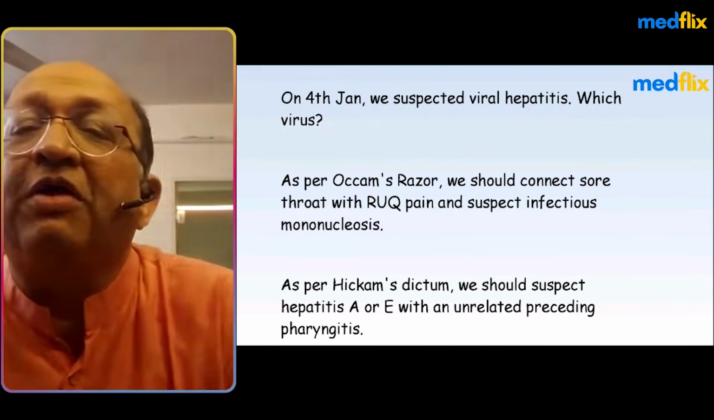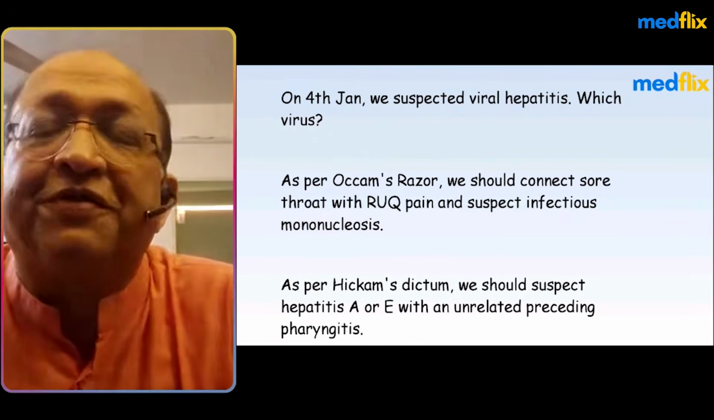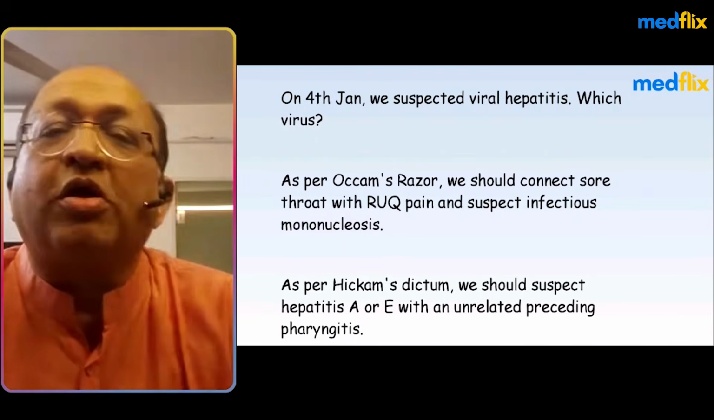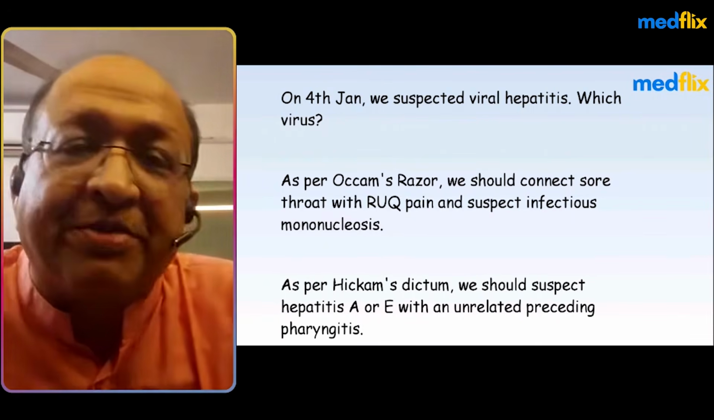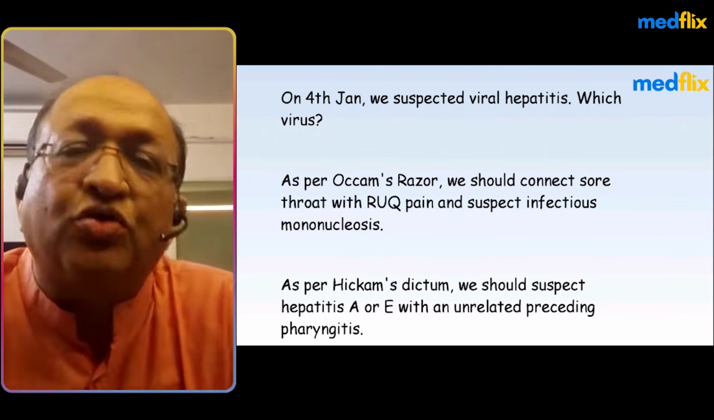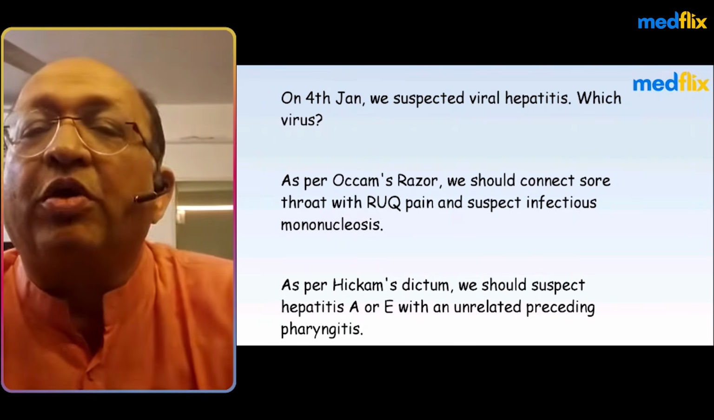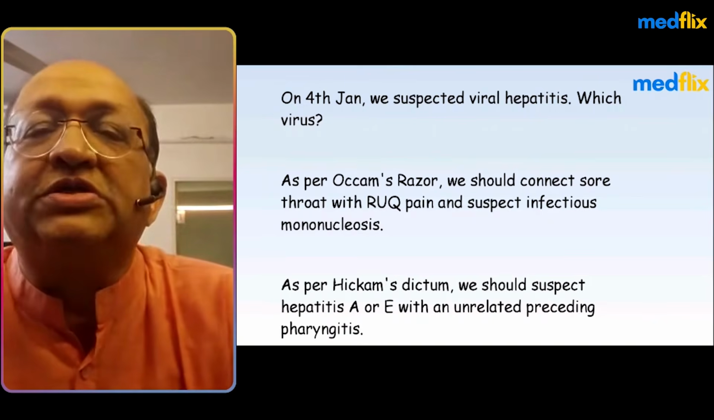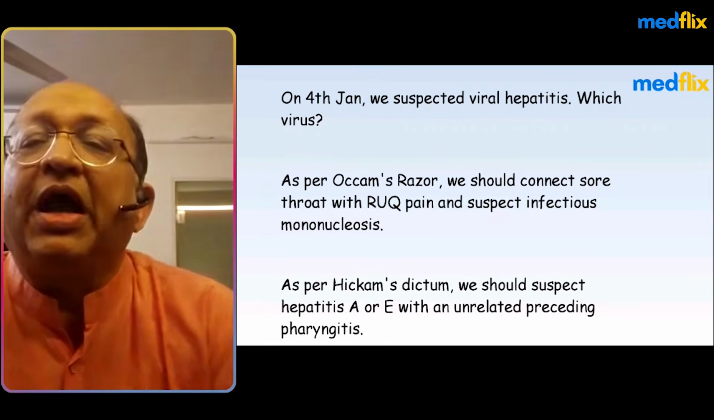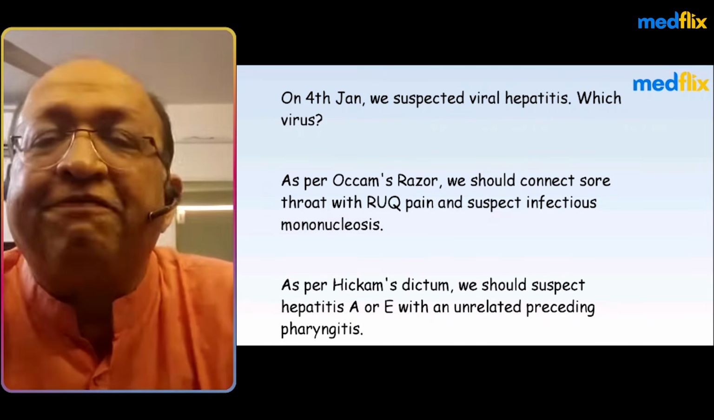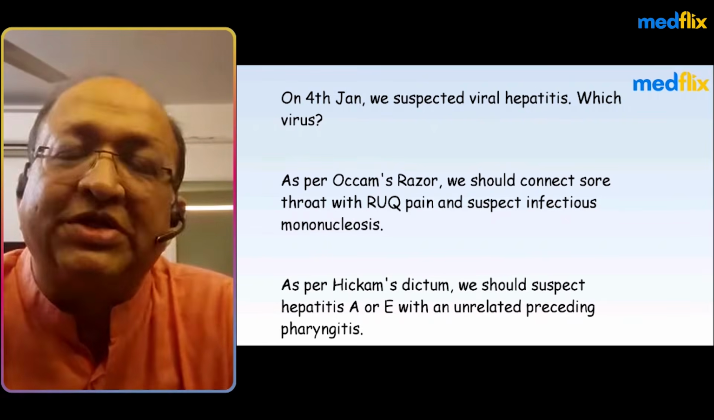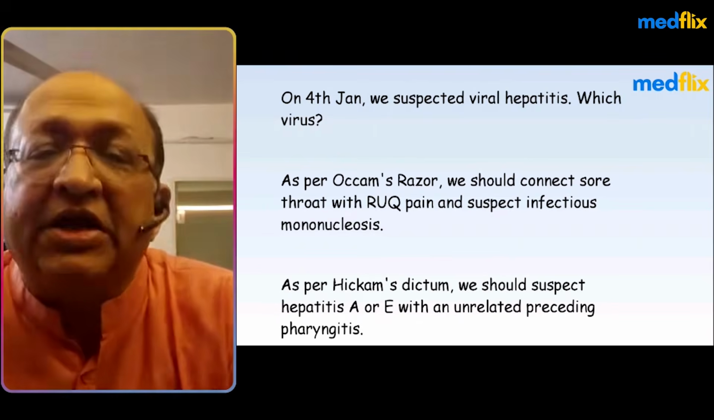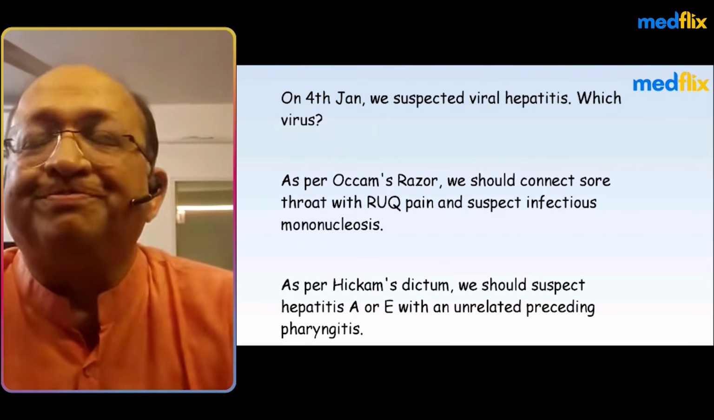So here we started thinking of the differential. If we use Occam's razor, I'll come to Occam's razor, but basically Occam's razor means that you should connect the throat symptoms with the right upper quadrant pain and come to a common diagnosis which justifies both symptoms. And then we would suspect infectious mononucleosis. This is as per the Occam's razor. I'll be detailing Occam's razor for you soon.